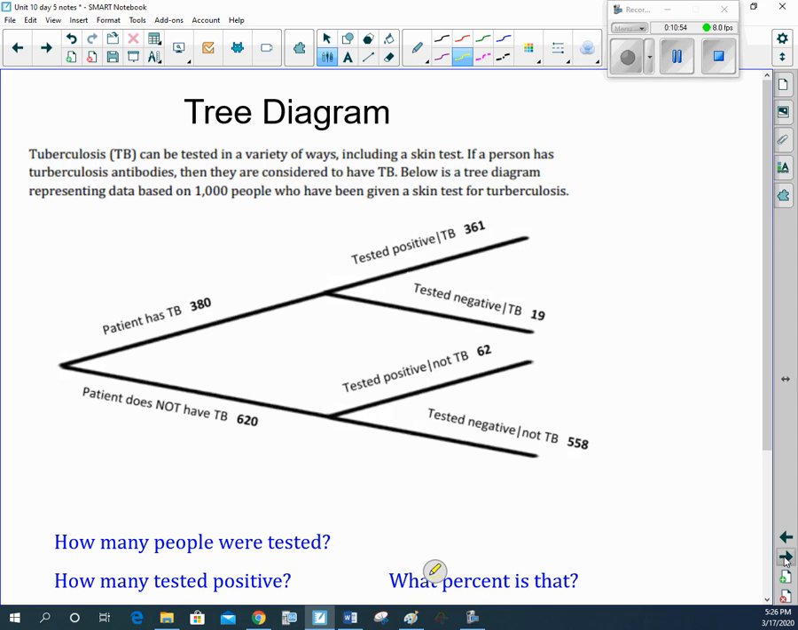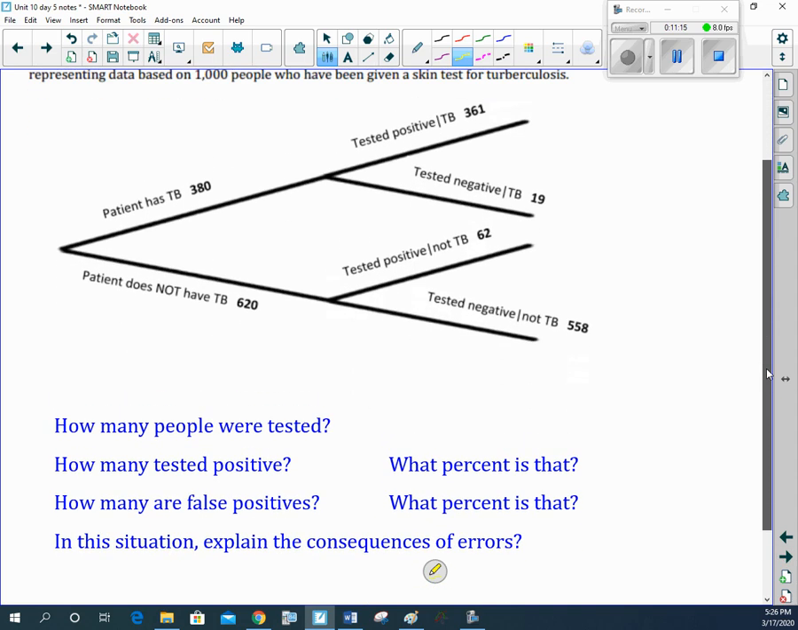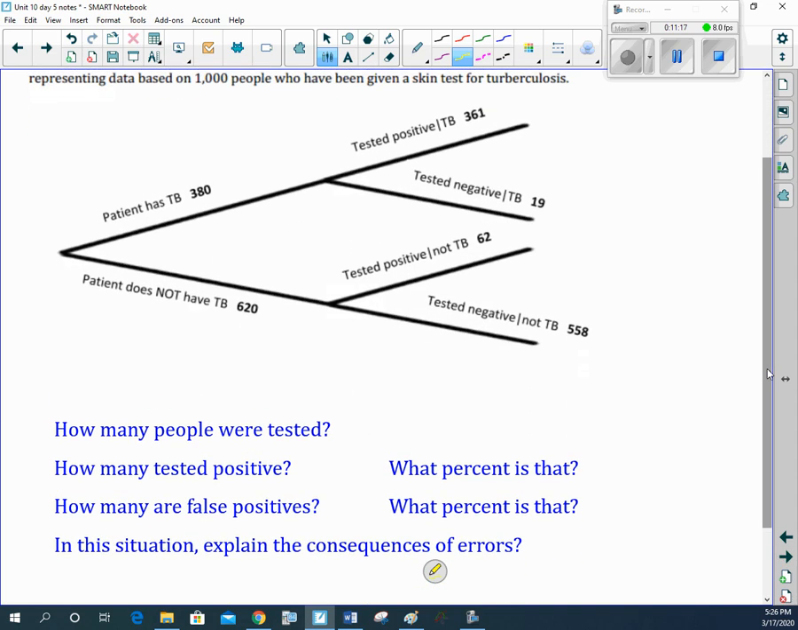Okay, tree diagram. TB can be tested in a variety of ways, including a skin test. If a person has tuberculosis antibodies, then they are considered to have TB. Below is a tree diagram representing data based on 1,000 people who have been given a skin test for tuberculosis. So we're going to answer these questions down here. Let me scroll this down. So how many people were tested? Well, they told us in the directions that there were 1,000.